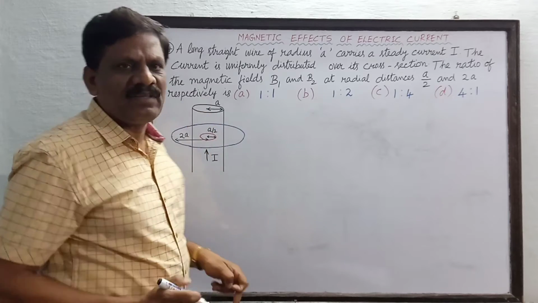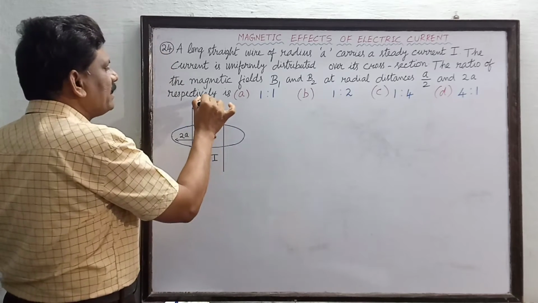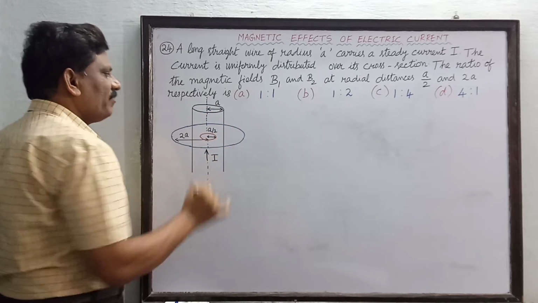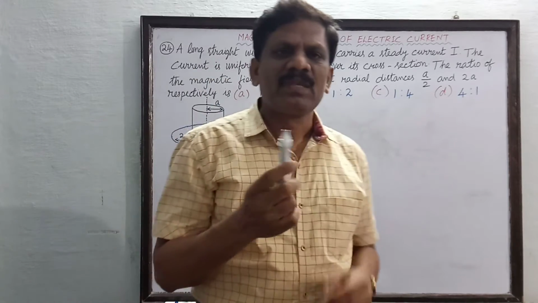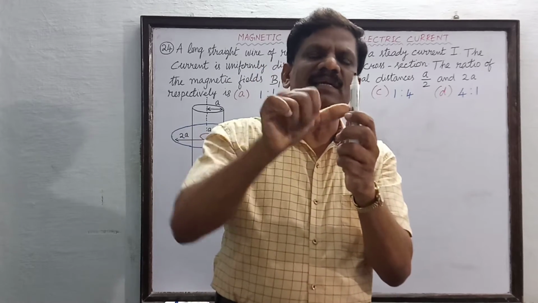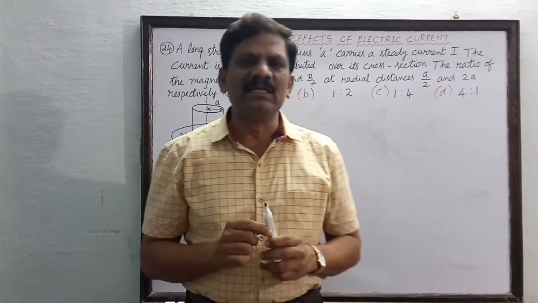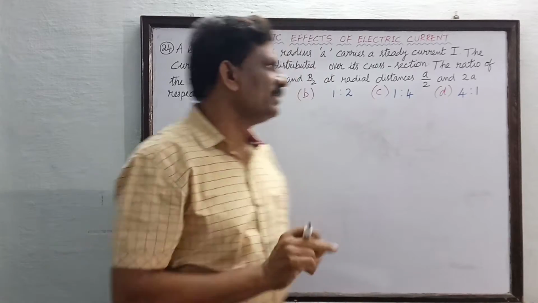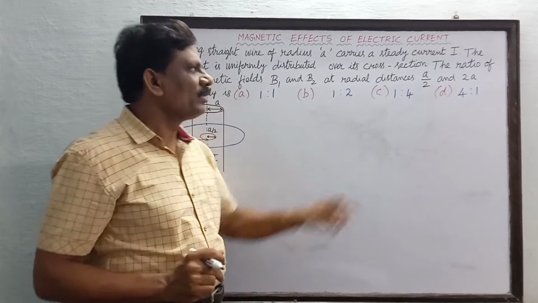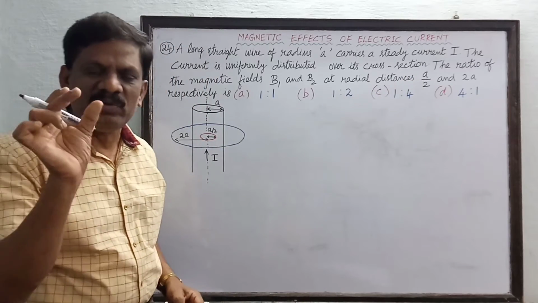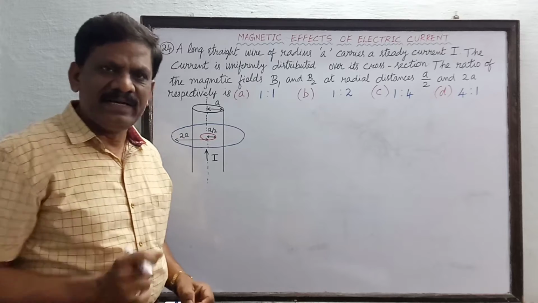From the axis of the wire, you can see that this is the axis of the wire. From the axis, the circumference of the wire is at a distance of a. Now where will a point be located if its distance from the axis is a by 2? It will be inside the conductor, is it not? a by 2 is a distance less than the radius of the wire.